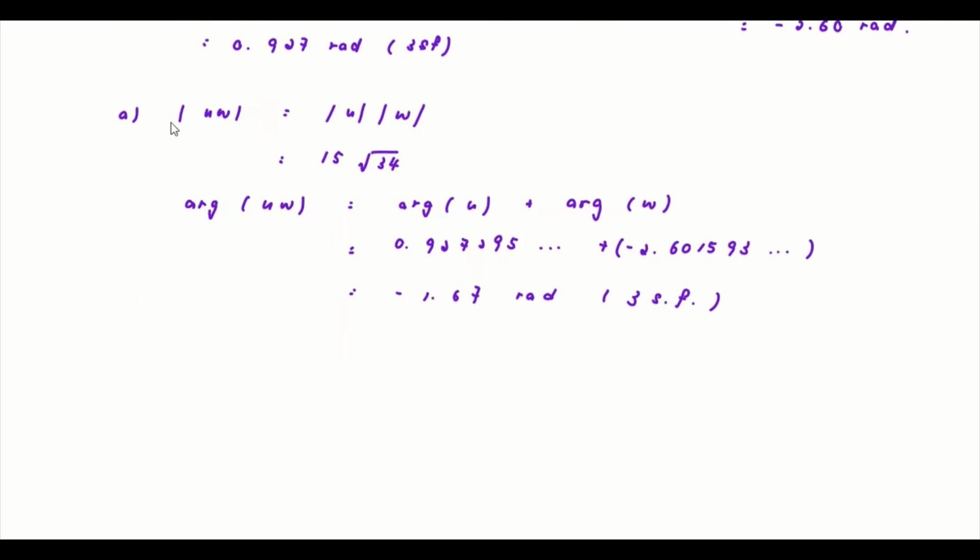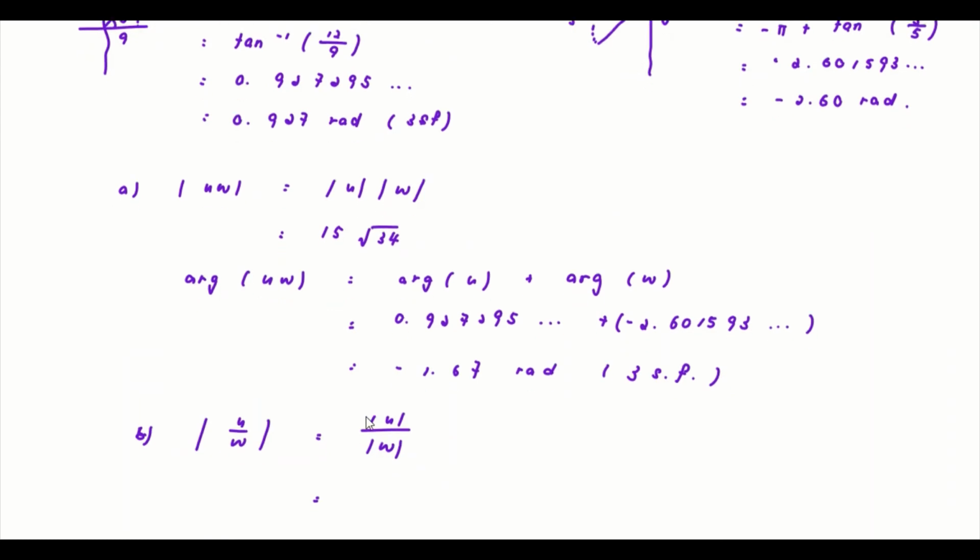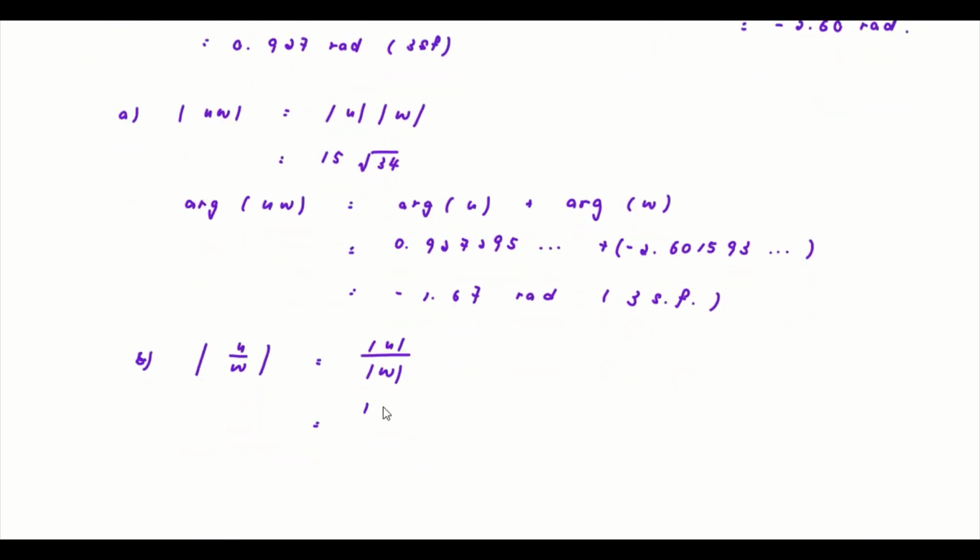Okay, the same thing, then we proceed to part B. The first part is u over w. For division, we divide the moduli. So the modulus of u over the modulus of w. So what we have here is 15 over square root 34.